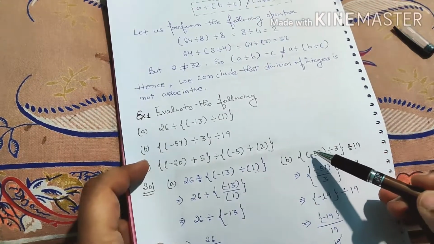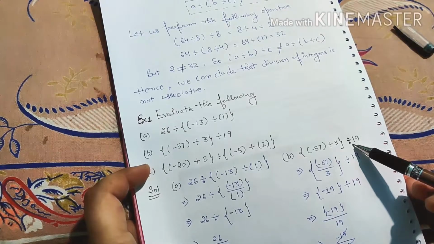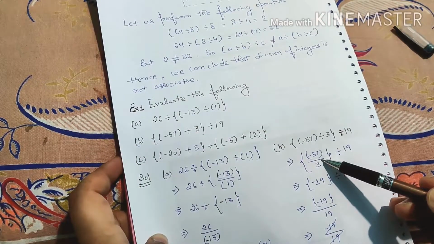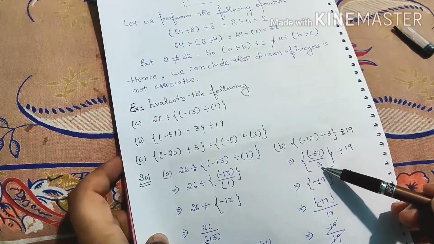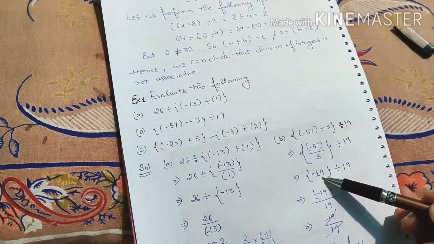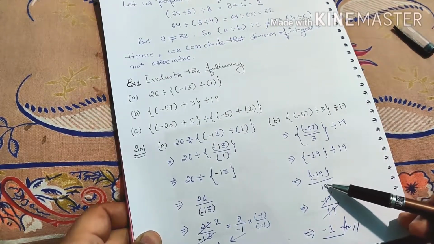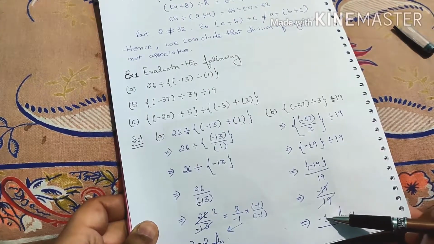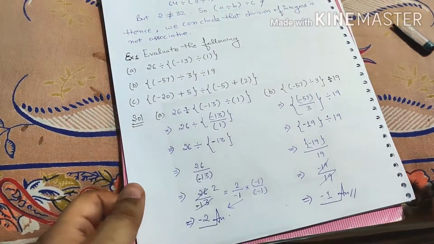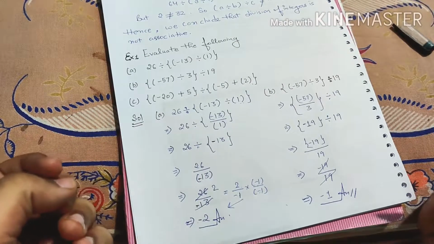B part: here is minus 57 divided by 3, and minus 19 is outside the bracket. Putting this in proper division form, minus 57 upon 3, by dividing it we get minus 19. Now minus 19 divided by 19, first write it in division form, then cancel it, and we get minus 1. So easy. Just see that we have to follow the BODMAS rule, in which the inner bracket should be solved first.